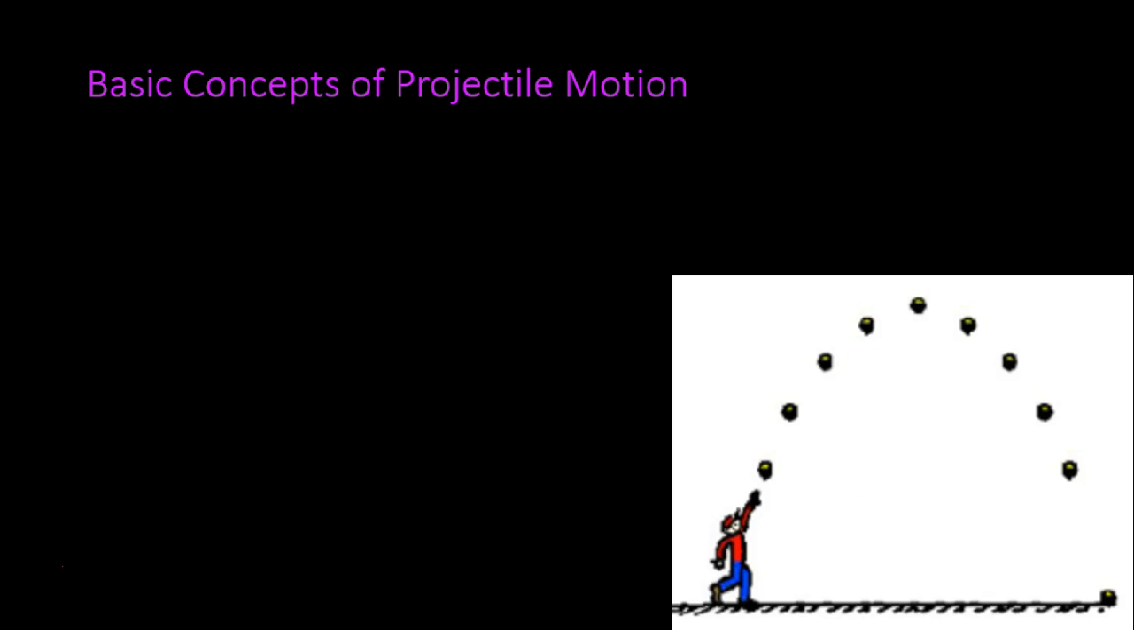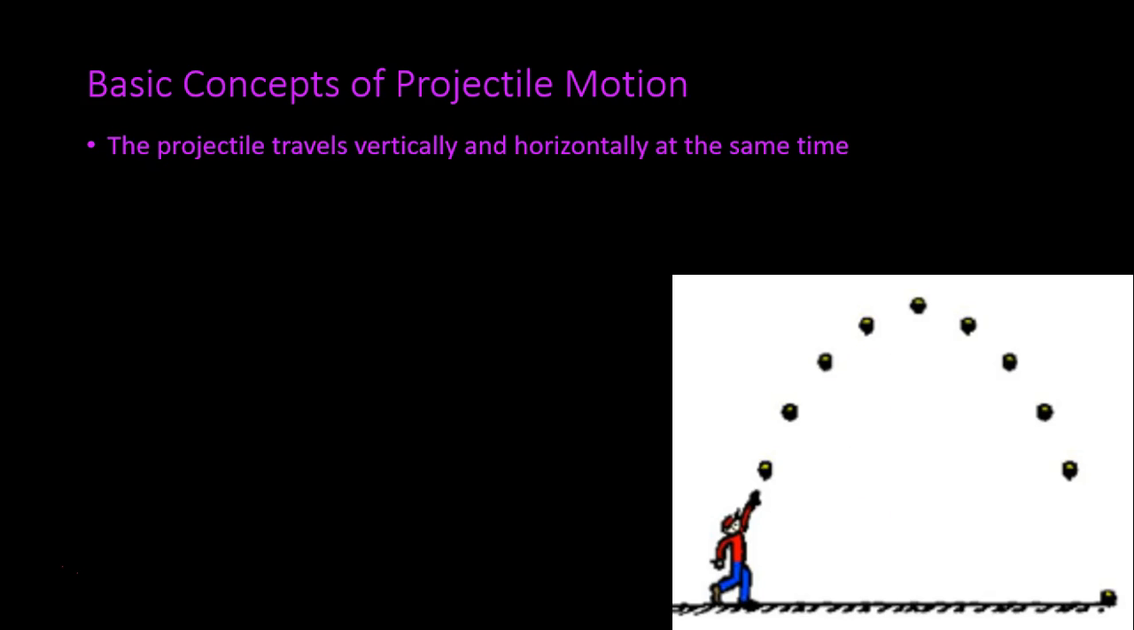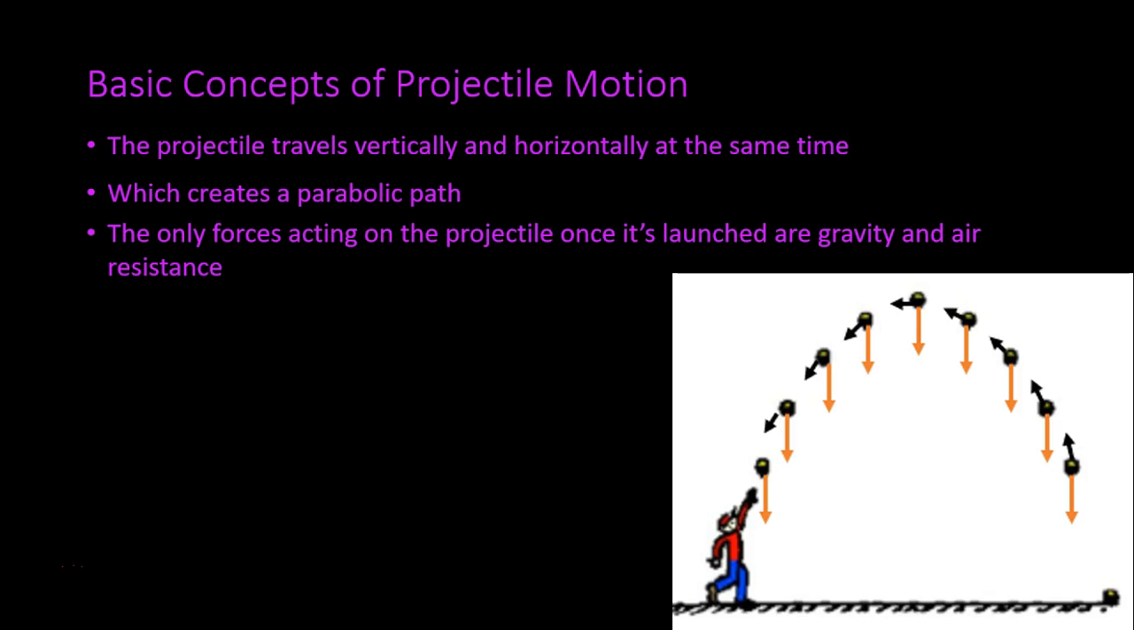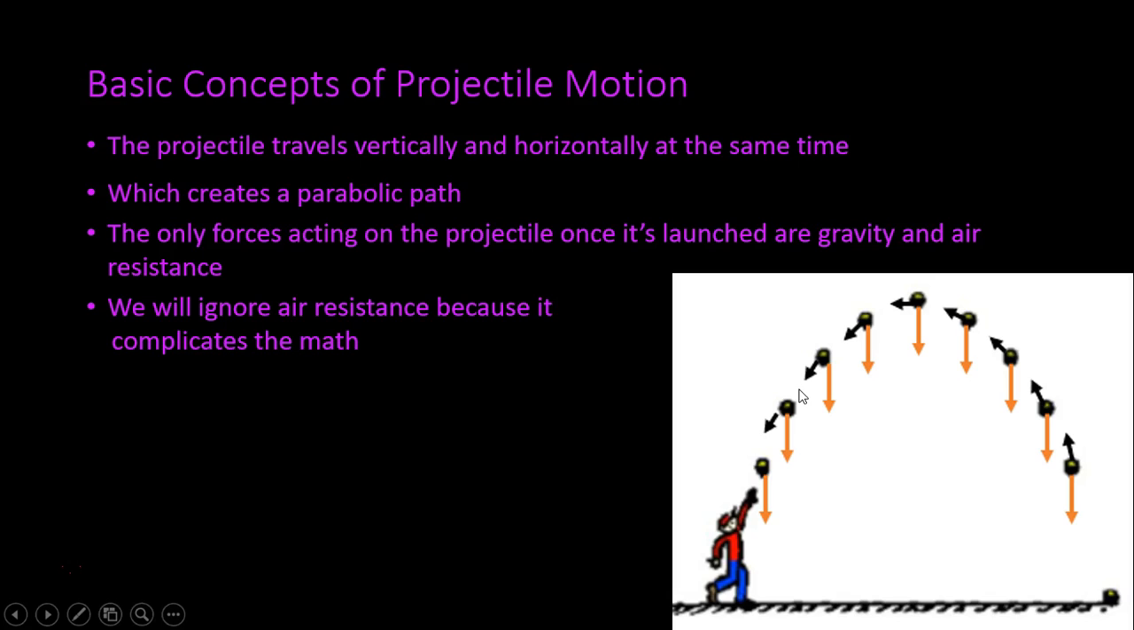So the basic concepts of projectile motion: the projectile travels vertically and horizontally at the same time, which creates a parabolic path, as we can see here in the lower right. The only forces acting on the projectile once it's launched are gravity and air resistance. The gravity force is always going to be acting in the down direction. However, the air resistance is always going to change, so it's opposing the direction of motion. Now, we're going to ignore air resistance because it complicates the math too much.